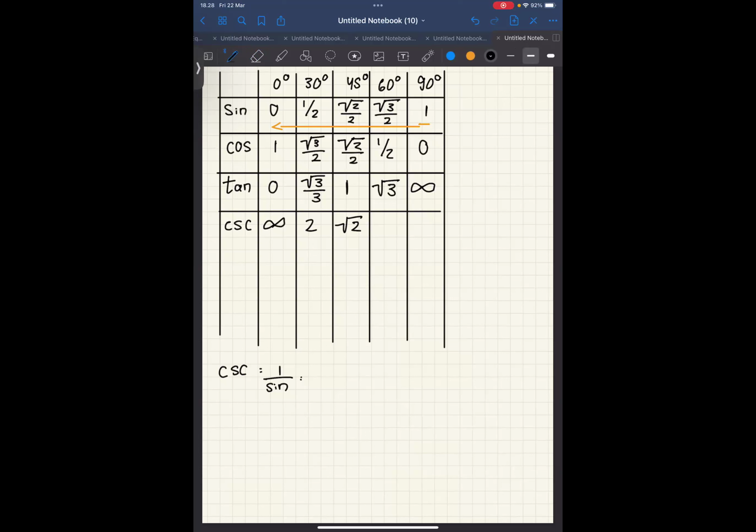Continue to the 60 degree. Cosecant of 60 degree is 1 over sine 60 degree, and sine 60 degree is square root 3 over 2. We're going to flip this over, so it's going to be 1 multiplied by 2 over square root 3. So 2 over square root 3. We're going to multiply it by square root 3. It's going to be 2 square root 3 over 3. So the cosecant of 60 degree is 2 square root 3 over 3.